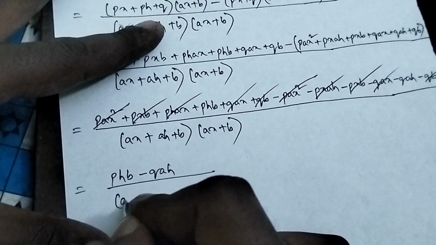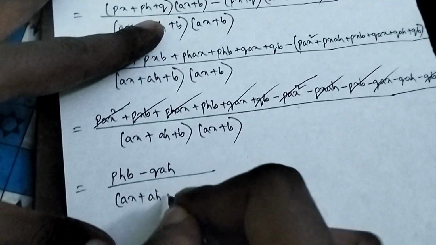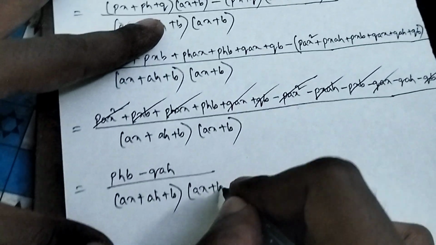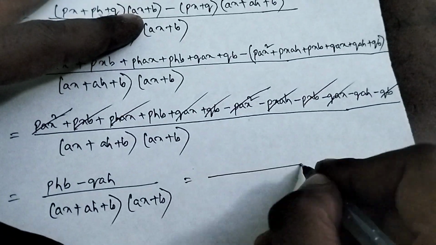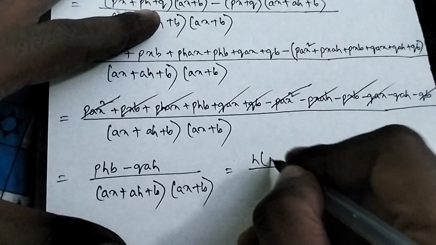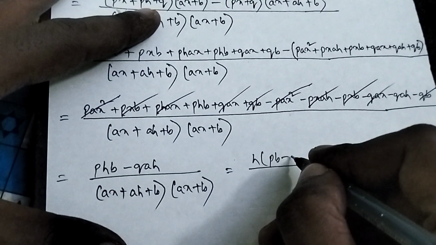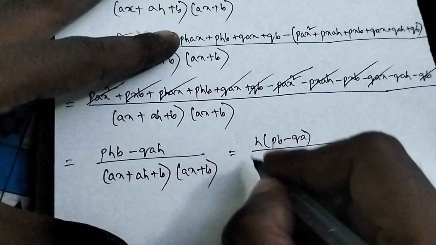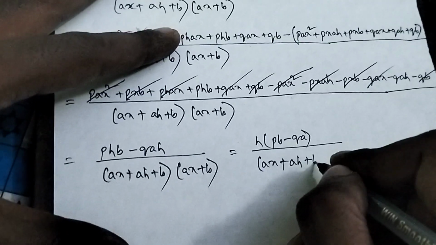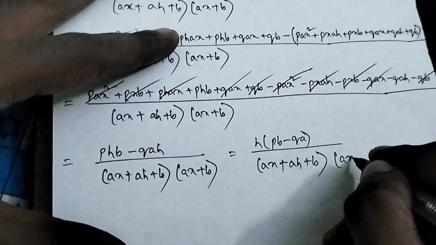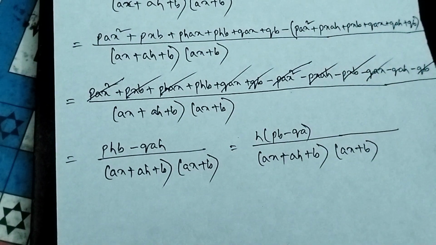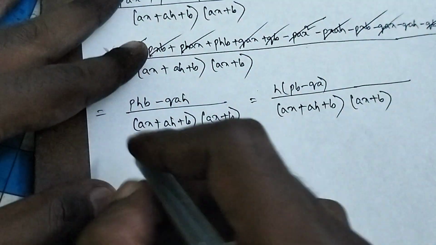by (ax + ah + b) into (ax + b). So I am going to take h common, so h(pb minus qa), and here (ax + ah + b) into (ax + b). Clear?